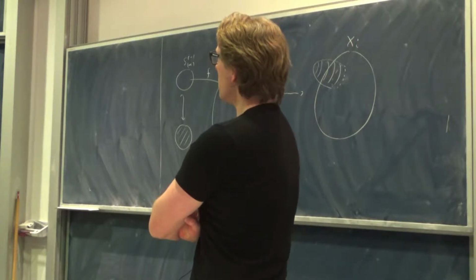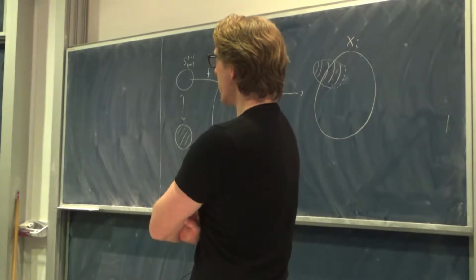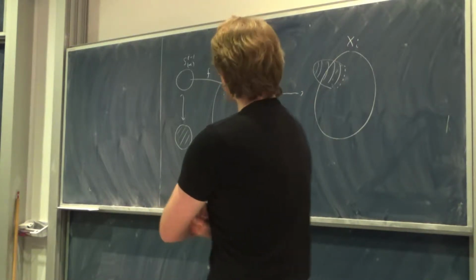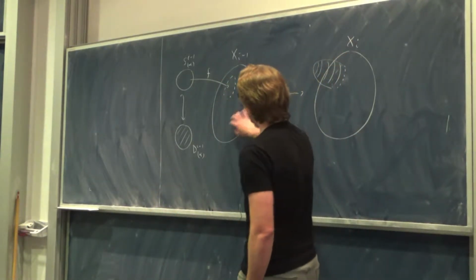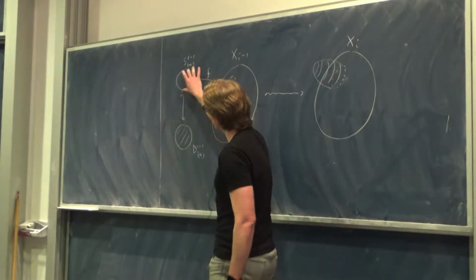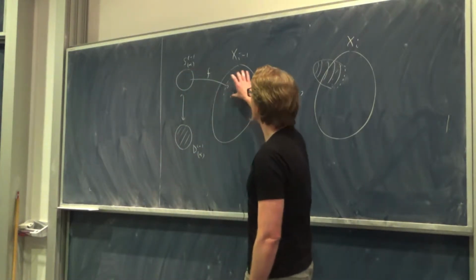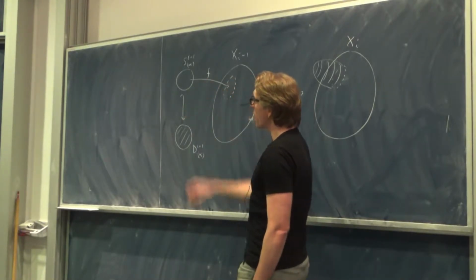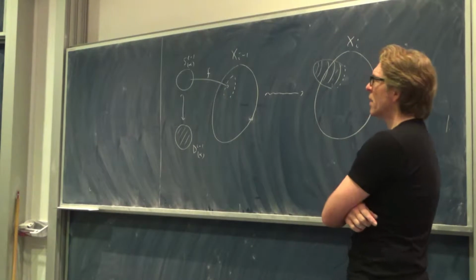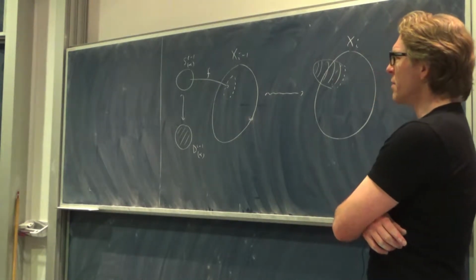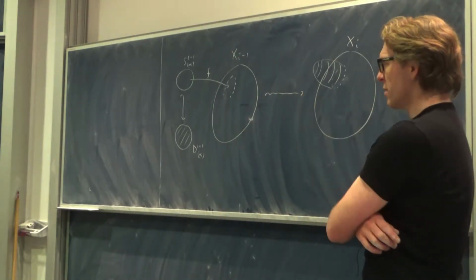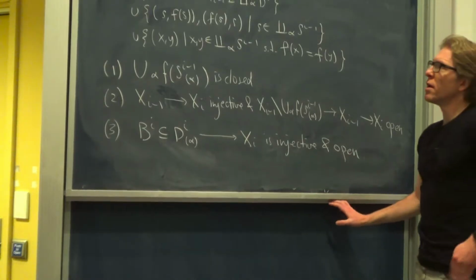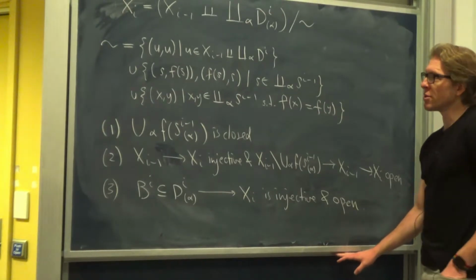So let our inductive hypothesis be that X_{i-1} is Hausdorff. Then we're trying to prove that X_i is Hausdorff. X_i is obtained from X_{i-1} by attaching some finite number of disks along some circles. The circles are embedded into the previous stage of the construction by this continuous map F, the attaching map. So X_i is by definition this quotient of this disjoint union. And we explicitly described last time what the pairs in that relation are.